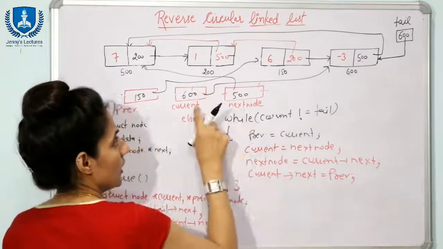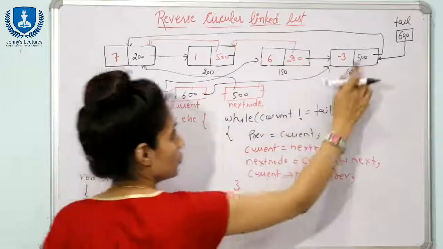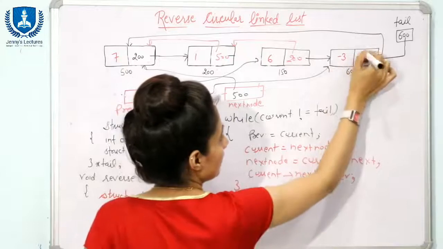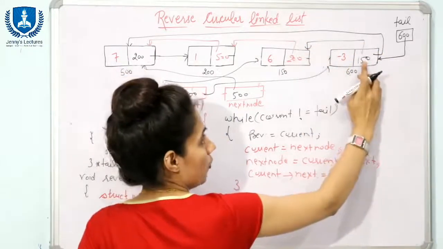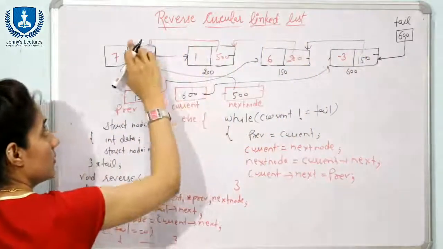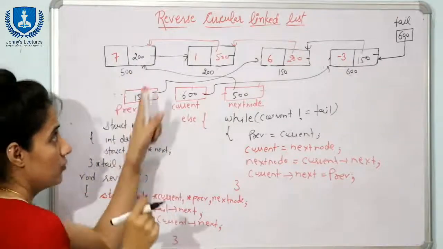Current of next. Current is pointing to this node. Current of next is equal to previous. In previous we have 150. So here I will store 150. So it means now 150, this is pointing to this node, right? So this link was no more. Now this link has been broken, right? Now we need to set this link. See, we have set all the links.